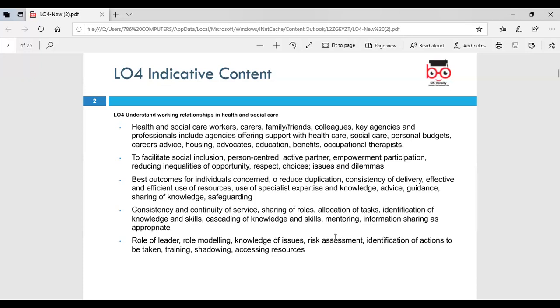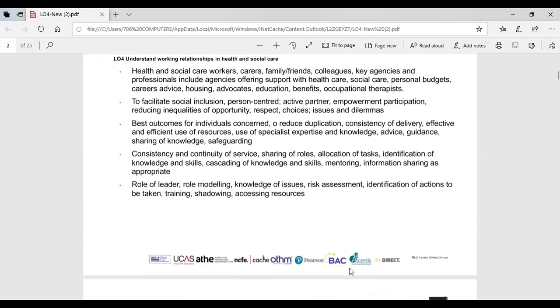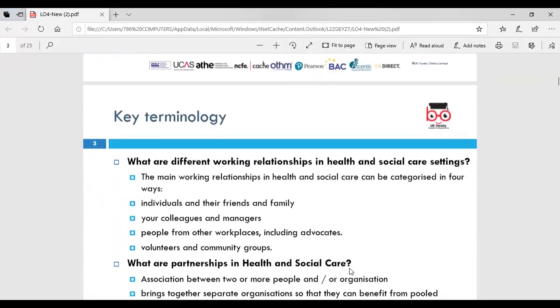Safeguarding, we'll talk about all of these in detail. Consistency and continuity of care is very important. Sharing roles, allocation of tasks, and transparency of these tasks and roles is very important. Role of a leader, we'll talk a bit about what the leader has to be like, role modeling, and knowledge issues. We'll talk a bit about all of these components, these terms.